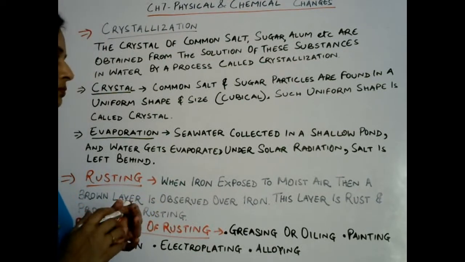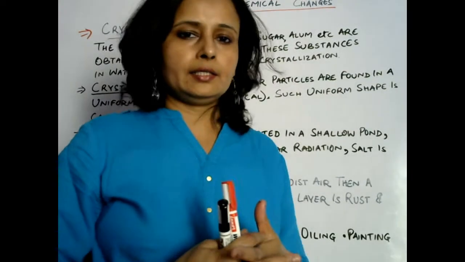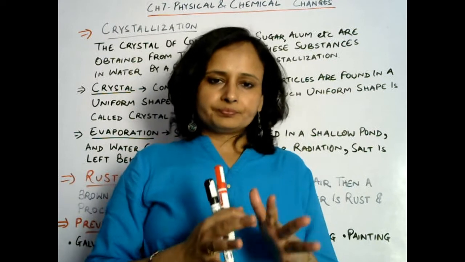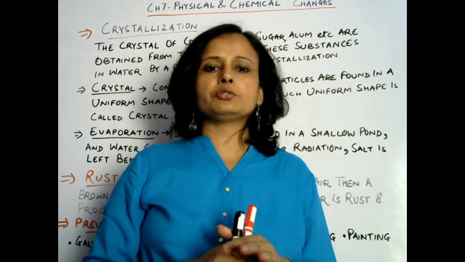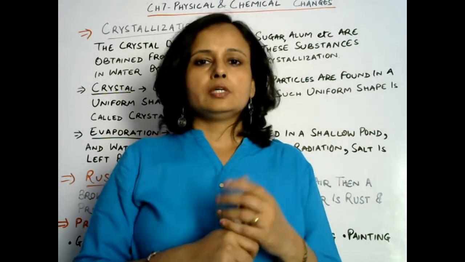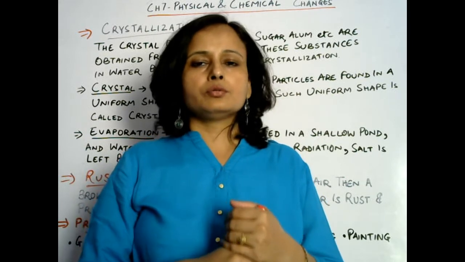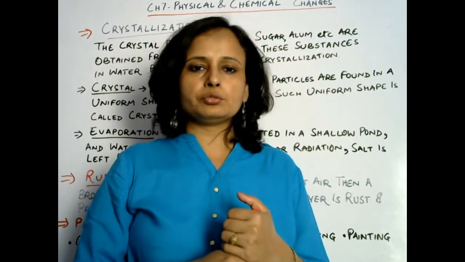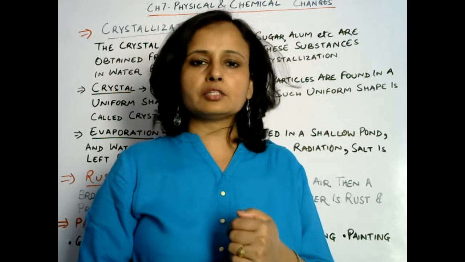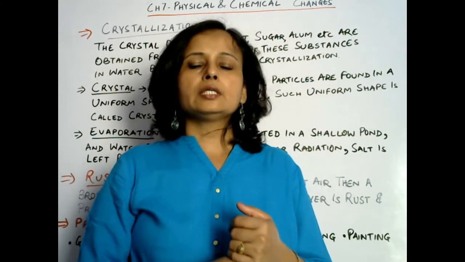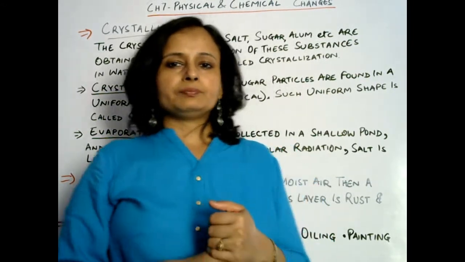Just like that we can get the crystal of sugar as well. We can get the crystal of sugar from the sugarcane solution, that is the sugarcane juice. After heating and evaporating the sugarcane juice, we can obtain the crystal of sugar.